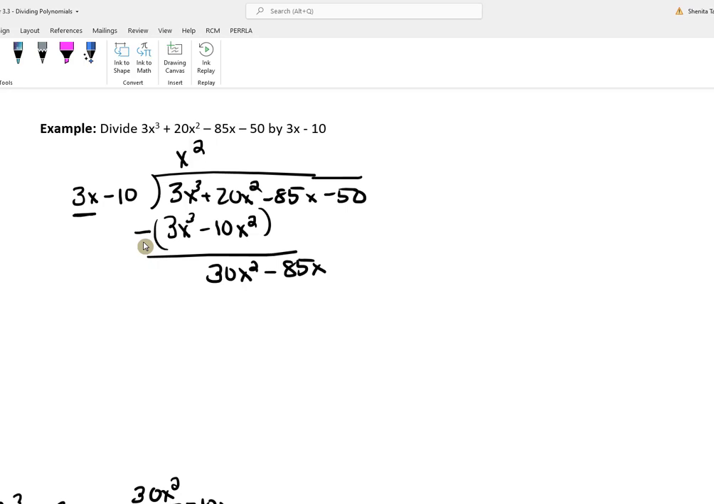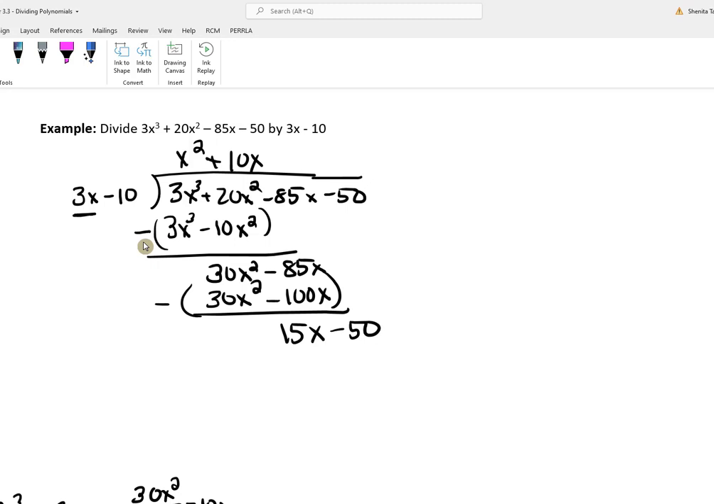Okay, so I'll put plus 10x here. I'll multiply it with the 3x minus 10. 10x times 3x is 30x squared. 10x times negative 10 is negative 100x. I'll go ahead and subtract it off. 30x squared minus 30x squared is 0. Negative 85x minus a negative 100x is 15x. And you bring down the minus 50.